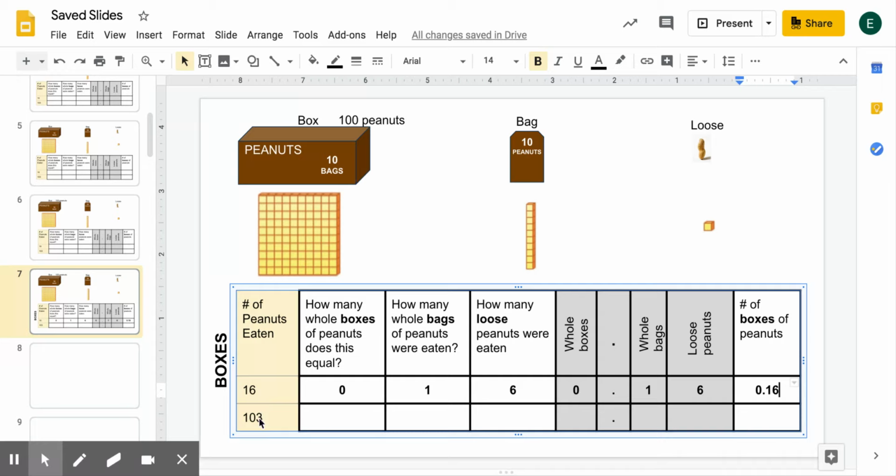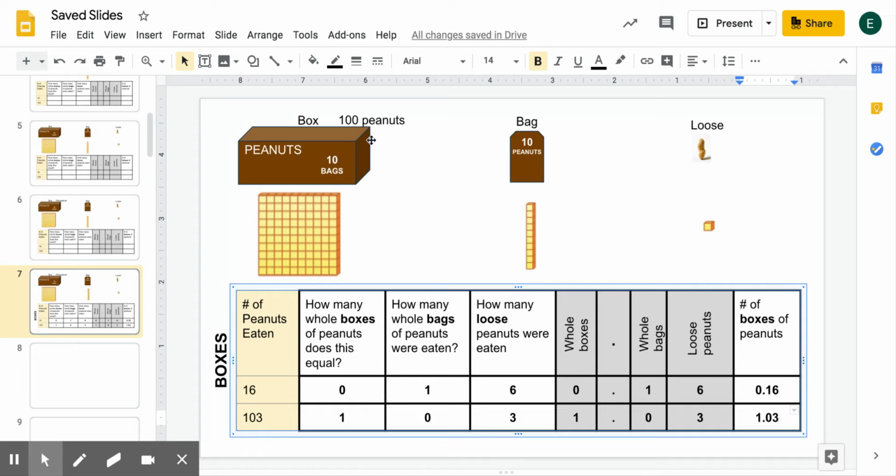103. Okay, well, 100 fills a box. I have one of those. I could have filled some bags, but I already used 100 to fill my box, so I only have 3 left. That means I won't have any full bags, but I do have 3 loose left over. So I have 1 whole box and no bags, but I do have 3 extra loose. That's 1 and 3/100ths boxes of peanuts.